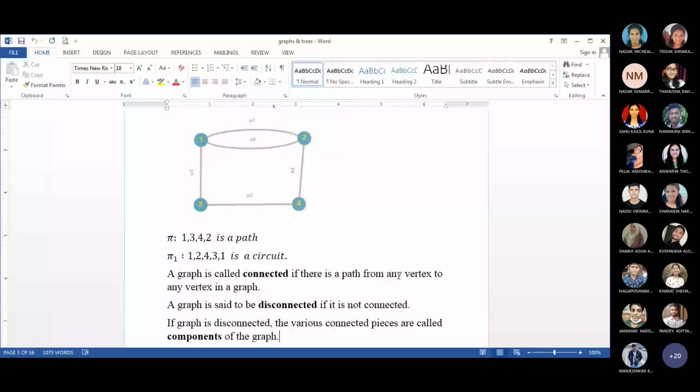If not, that means if you are not able to travel from one vertex to another vertex in the graph, then the graph is said to be disconnected.